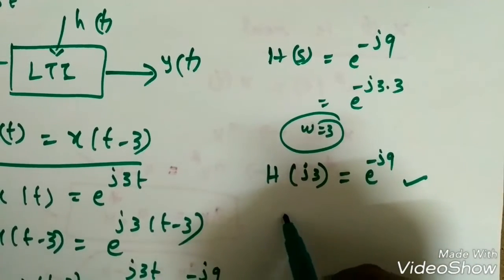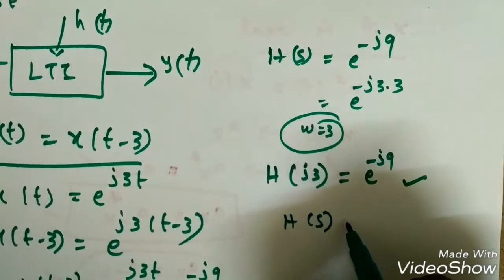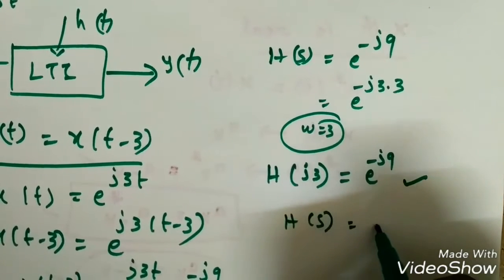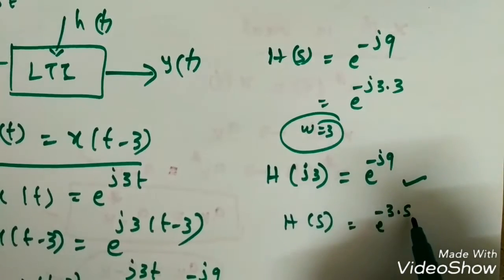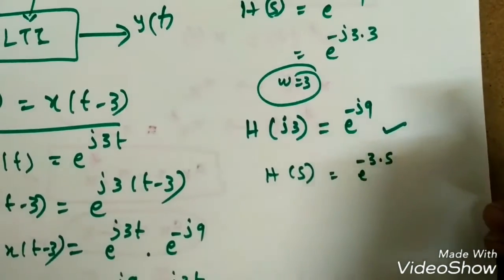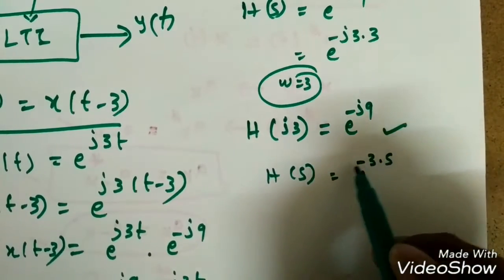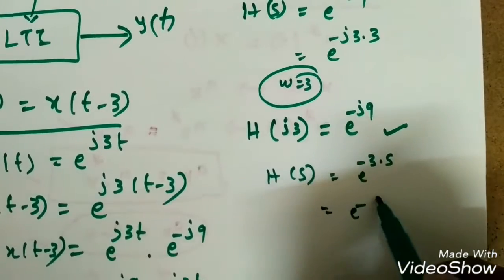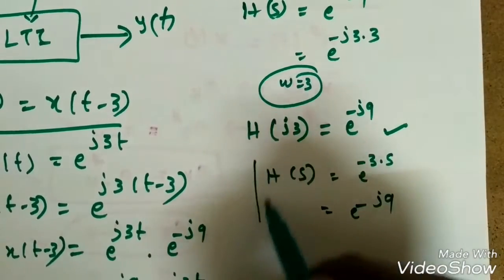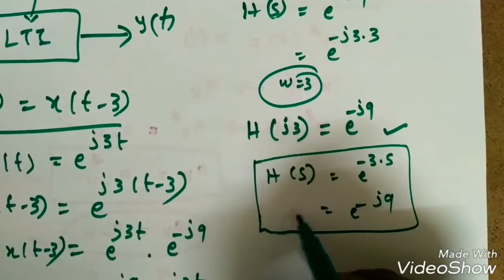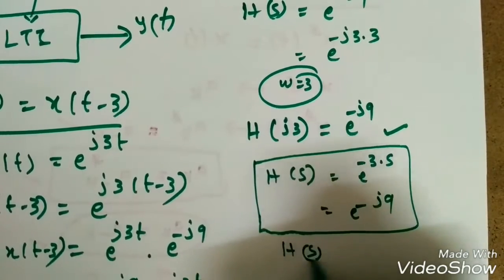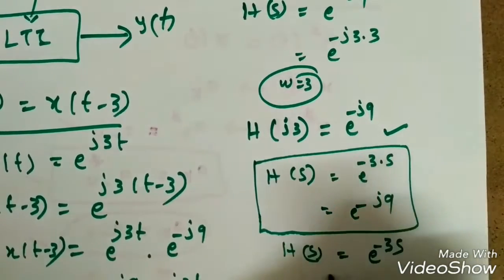If I want h of s, suppose h of s is equal to what? I can make it e power minus 3 into s, because s is equal to j3, so it will become j into 3, so it will become e power minus j9, right? So we can do it like this also if they want to find h of s. So h of s is simply e power minus 3s, right?